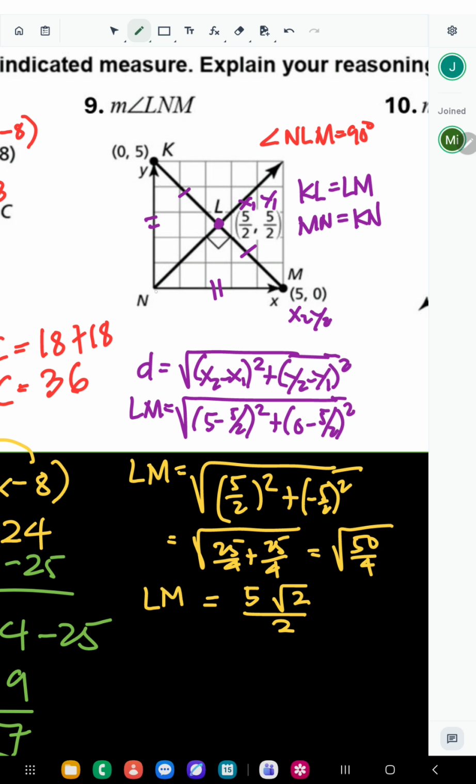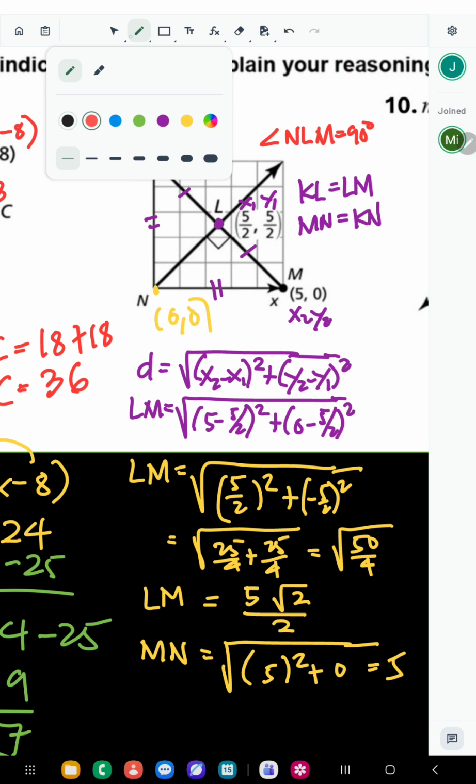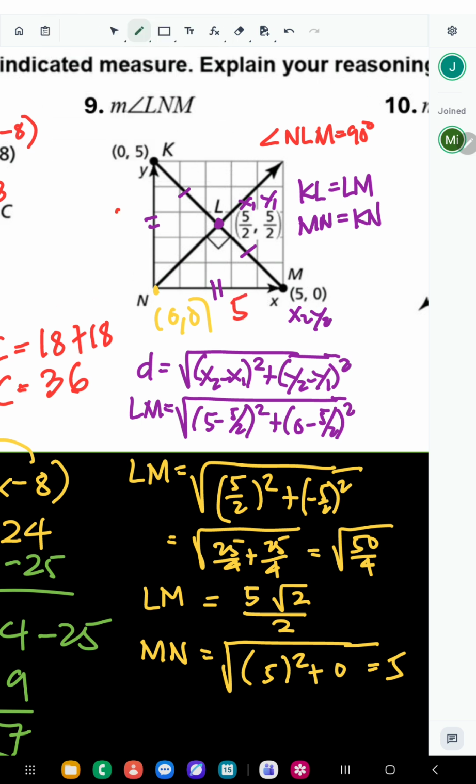And then we find the distance from N to M. So MN, if that is 5, 0, then N is 0, 0. Right. So the distance between M and N, that is x sub 2 minus x sub 1. So that is 5 squared plus 0. So this is only 5. So that means the length of here is 5.